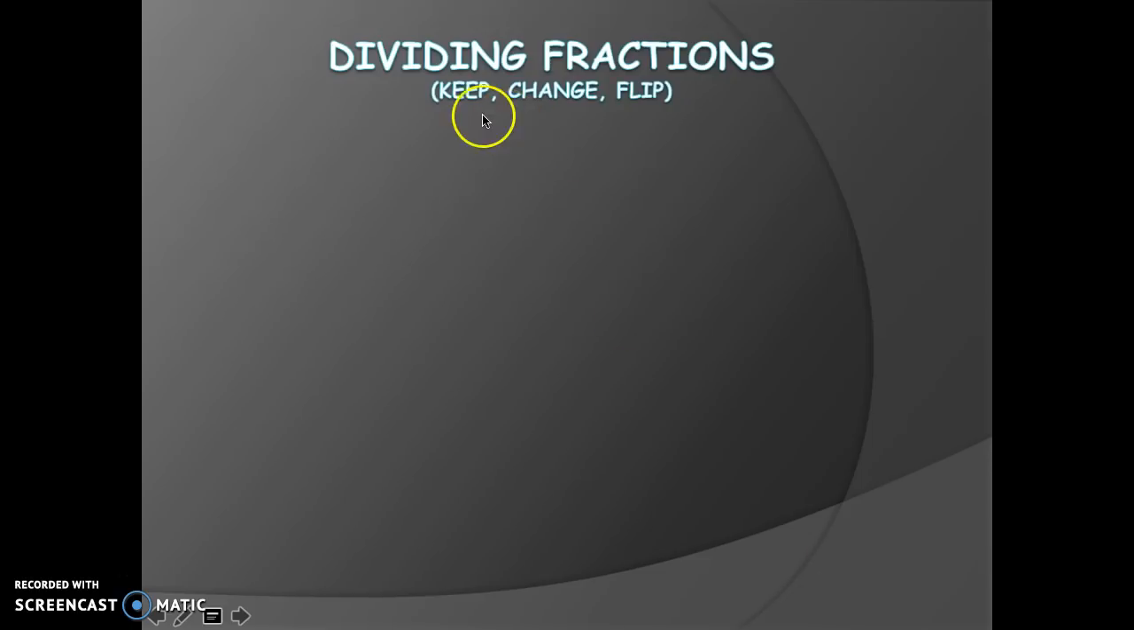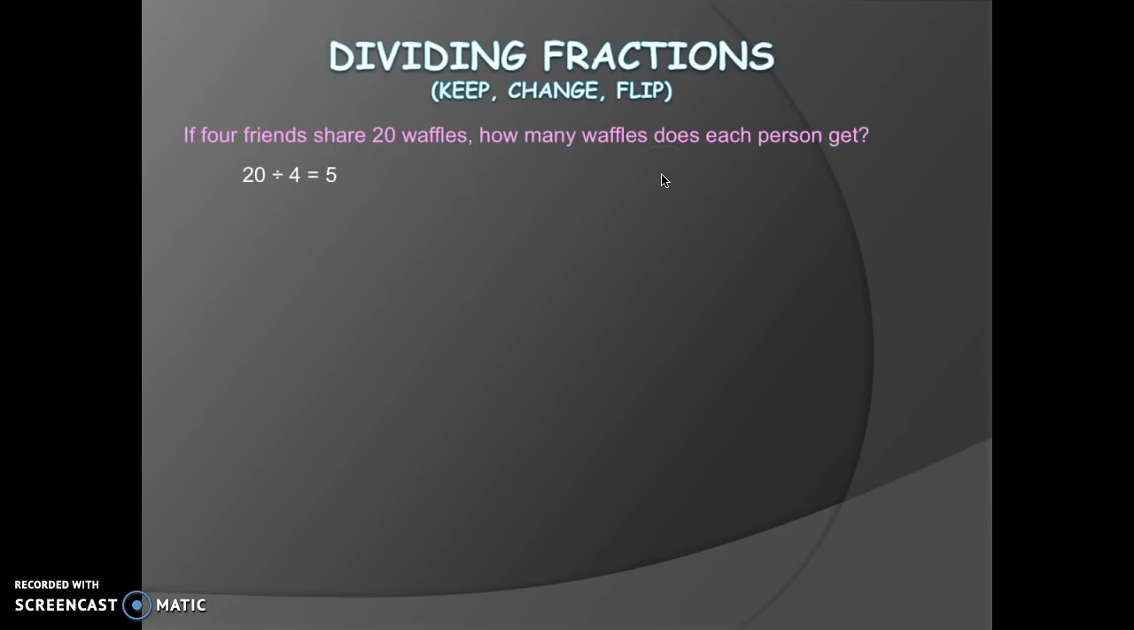Okay, again, keep, change, flip. So if 4 friends share 20 waffles, wow, there's a pile of 20 and 4 friends get to have them. How many waffles does each person get? Well, there's 20 waffles. We're going to divide them by the 4 friends. We're each going to get 5 waffles. That's going to be awesome.